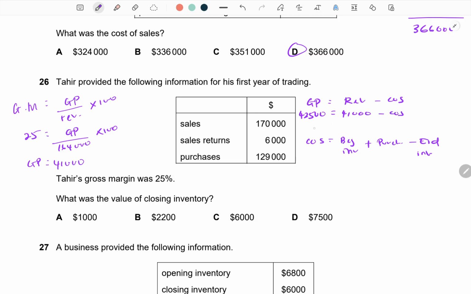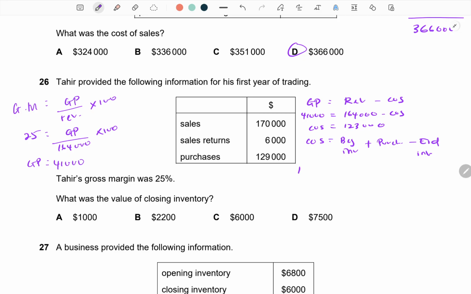So the gross profit is 41,000. Revenue minus with the cost of sale. So how to find cost of sale? Let's do again. Gross profit just now we got 41,000. Revenue 170 minus 6 is 164,000 minus cost of sale. So your cost of sale equals to 164 minus 41, 123.